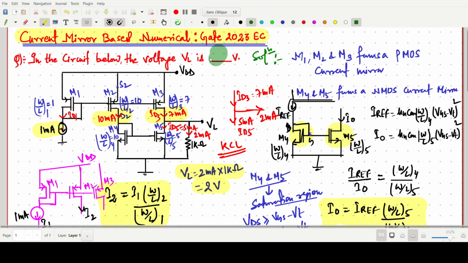Better to write only 2, because volt is given, so 2 volt is the correct answer for this question. Basically we have to go for this concept, because M1, M2, M3 are given. These three form the PMOS current mirror. So we know the concept of I2 equals I1 times W by L of 2 by W by L of 1. Similarly, M4, M5 form NMOS. So we know this concept.